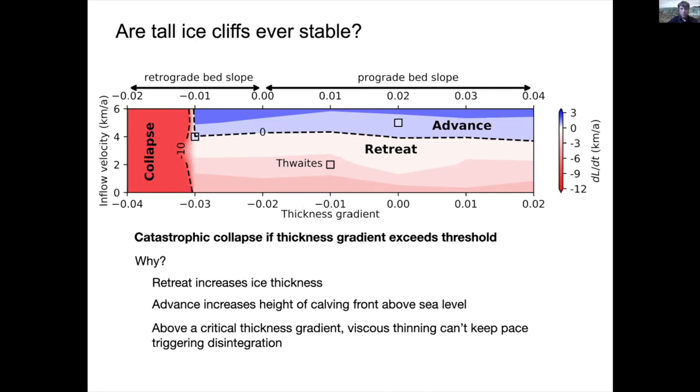And so what we see is that what's going on is, at a critical thickness gradient for cold ice, at least, as you start to retreat, you expose thick ice. And the thicker the ice, the more likely you are to break. So in this case, viscous flow can't stabilize the collapse by thinning enough. And at the same time, if you try to advance, you're actually pushing the calving front further out of the water because you're on this retrograde bed slope. And so that is also triggering another calving, which then exposes thicker ice.